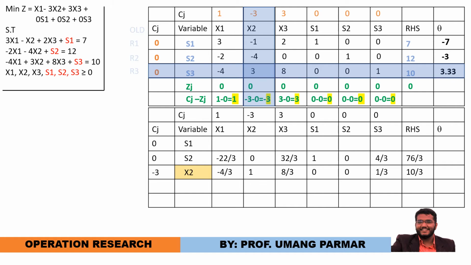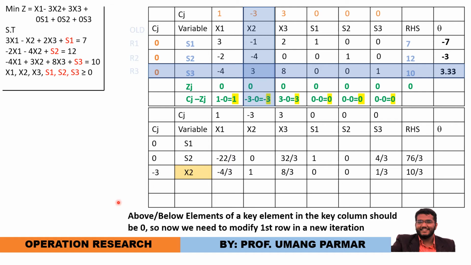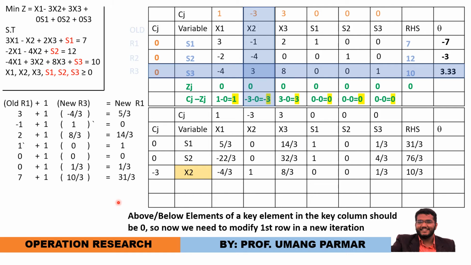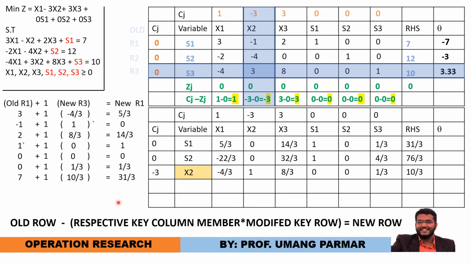Now we are going to modify the first row, the only row which is left. For that, we are going to apply the same equation that we have discussed. So right now we first mention that equation and then go for the modification. The equation was old row minus respective key column member multiplied by modified key row. The old row members are written here, that is 3, minus 1, 2, 1, 0, 0 and 7, because on the first row those are the members. Then after it is mentioned plus 1.